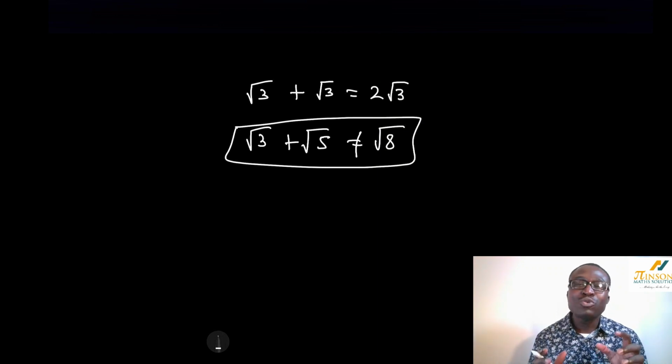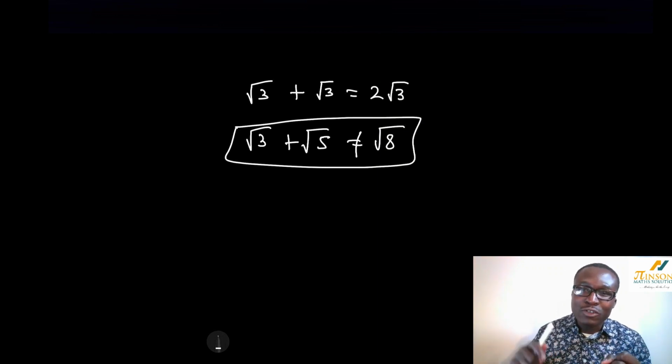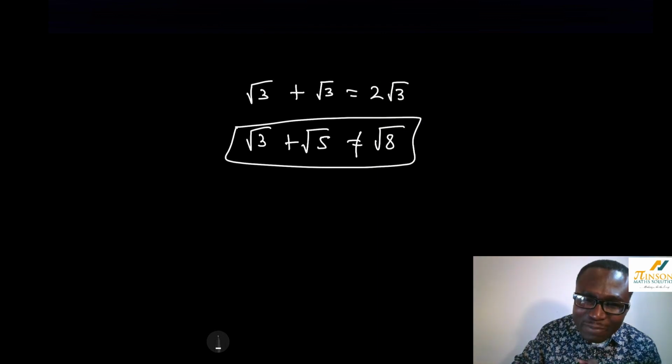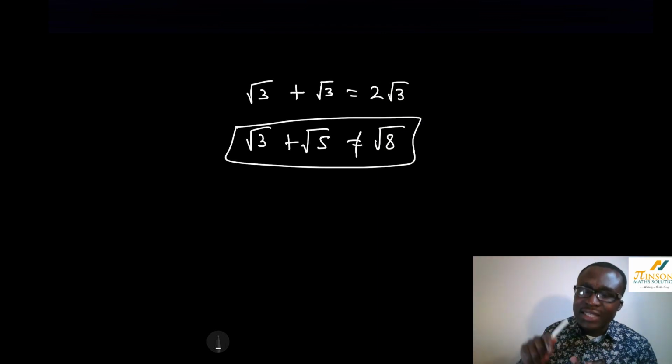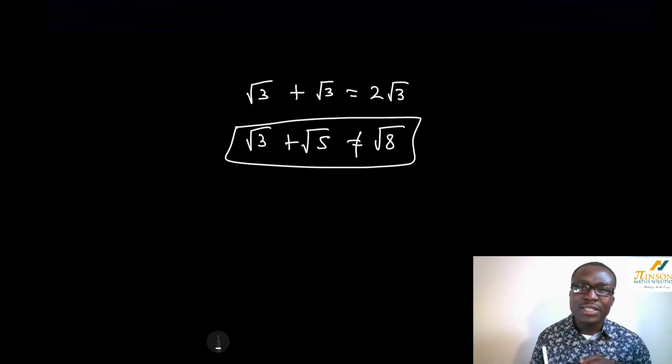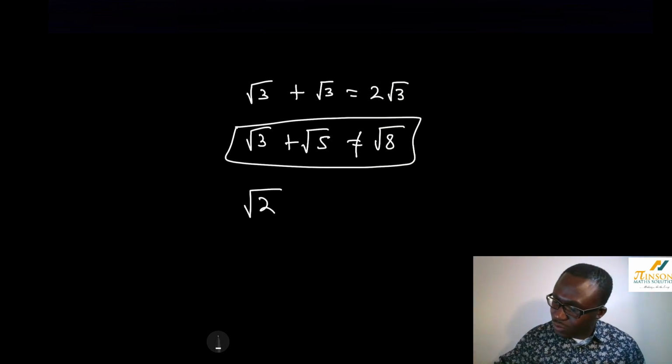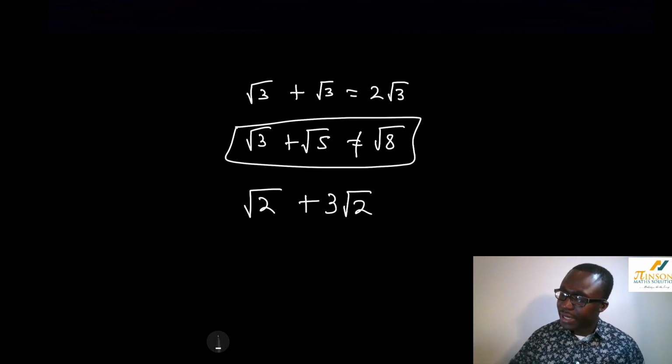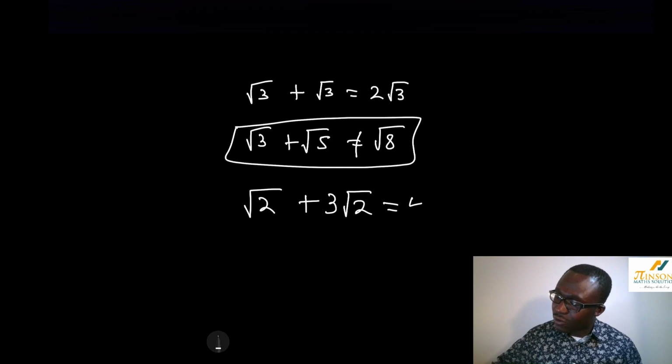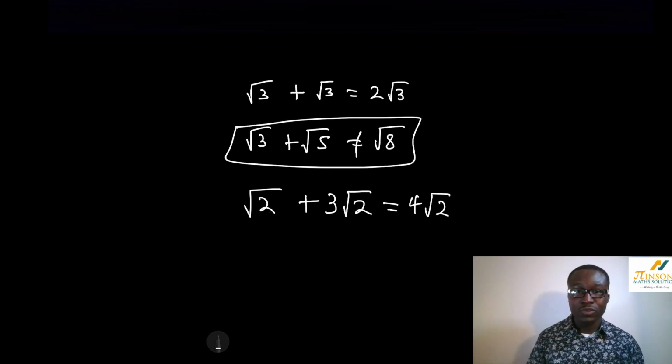So if I want to add surds, I first have to check, can they be made alike or are they alike? Otherwise, I have to leave it like that. So I know square root of 2 add 3 square root of 2: there's 1 here and there's 3 here. Altogether, I've got 4 lots of root 2. I can add them because they are the same.